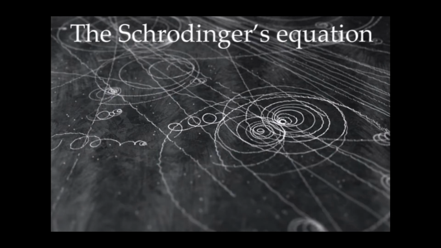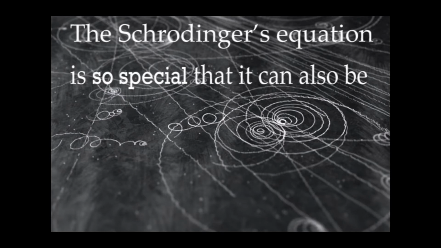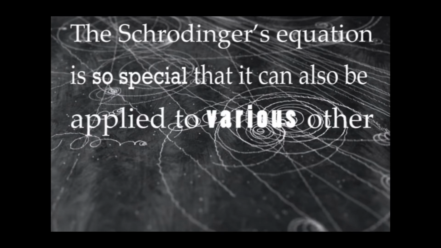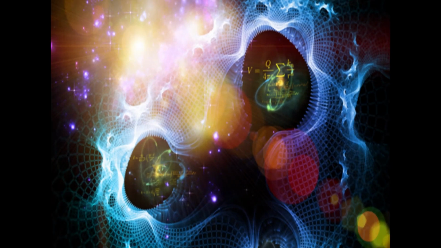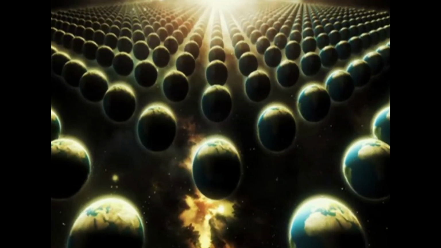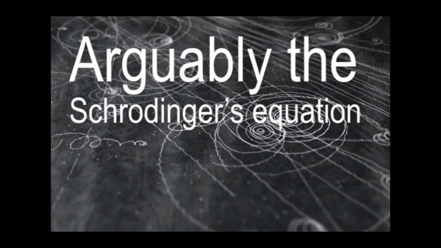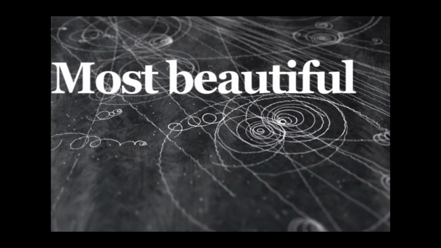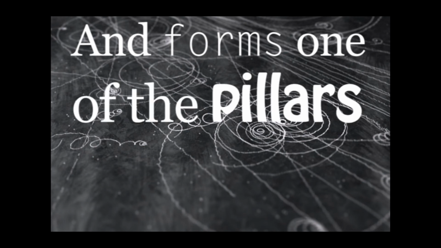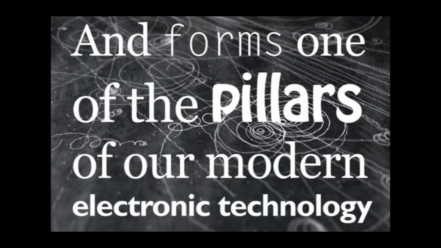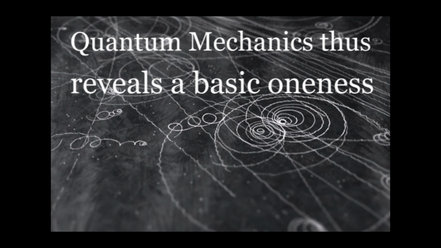The Schrödinger's equation is so special that it can also be applied to various other aspects of science, such as quantum mechanics, the no-cloning theorem, quantum teleportation, and the many-worlds interpretation. Arguably, the Schrödinger equation is one of the most beautiful equations in history and forms one of the pillars of our modern electronic technology. Quantum mechanics thus reveals a basic oneness of the universe.